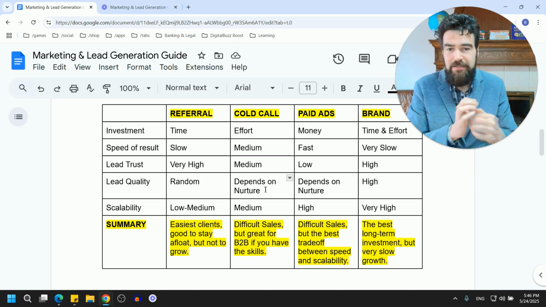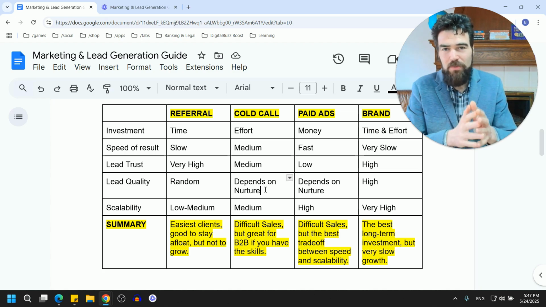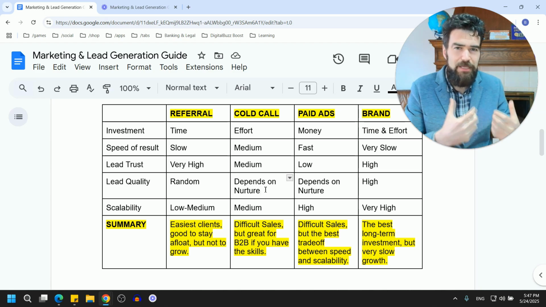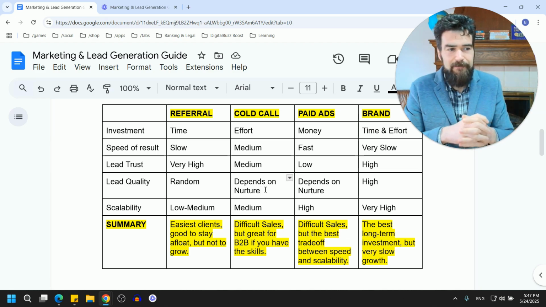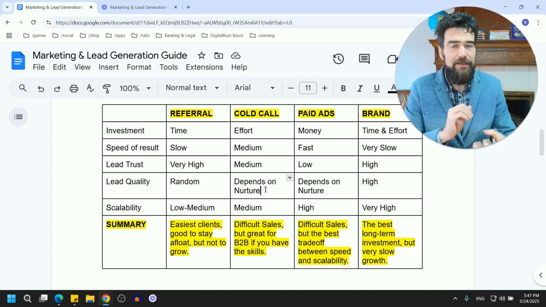So the scalability of cold outreach, it's medium because it's very one-to-one usually. You knock doors or you email someone personally or you cold call someone personally. Even if you grow a team, it's still a very personal approach. But on the flip side, you can get very high quality deals out of this if your skill and nurture is very good at this.